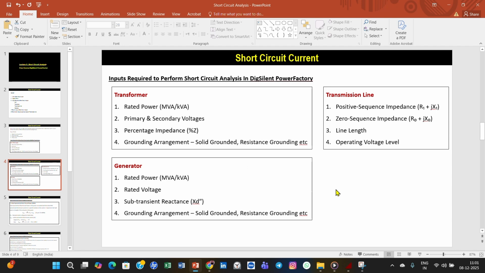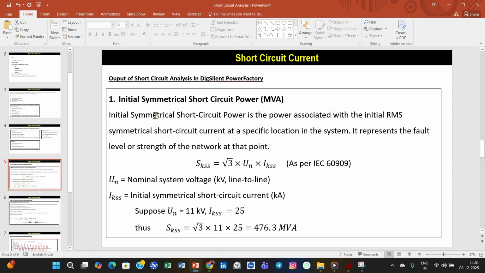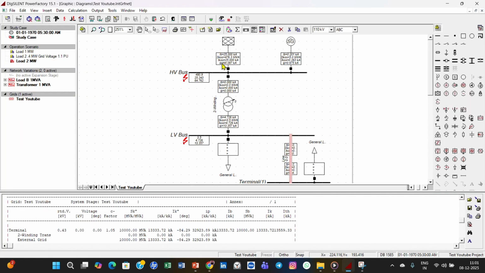Now, what are the results of the short circuit analysis? When you perform the short circuit analysis, you can see here I have performed it. We have obtained 4 parameters. Generally only 3 parameters come, but if you want to add one more factor, that is the breaking current. SKSS comes, IKSS comes, IP comes. IB does not generally come when you perform the short circuit analysis the first time. But if you also want IB, that is the breaking current, I will show you how you can get it.